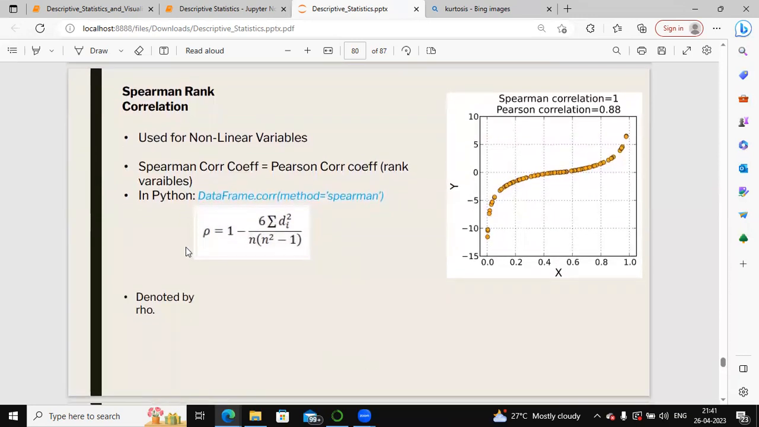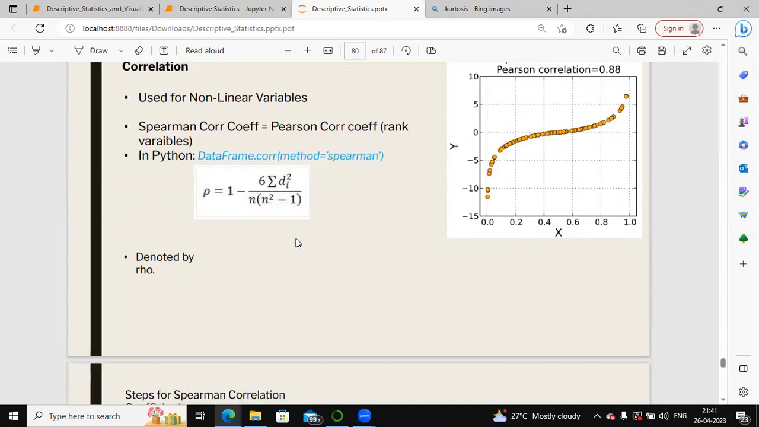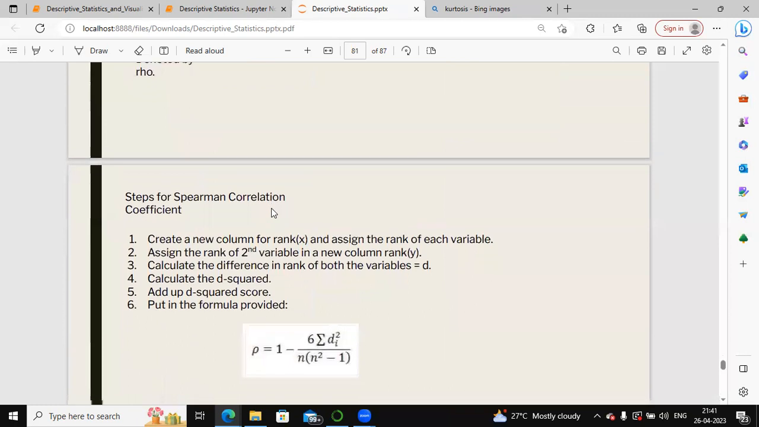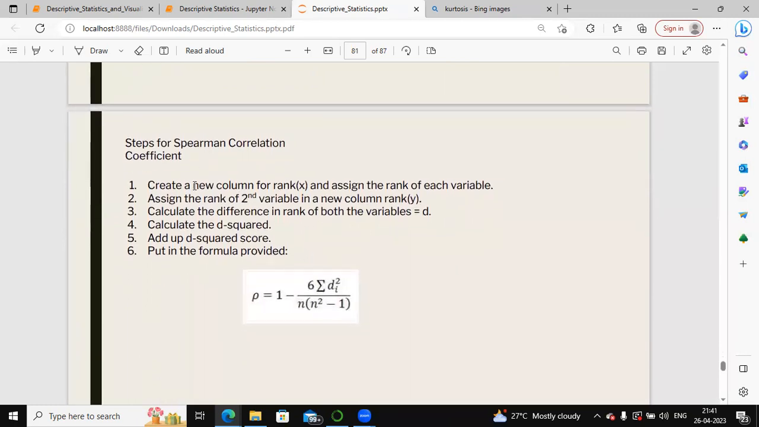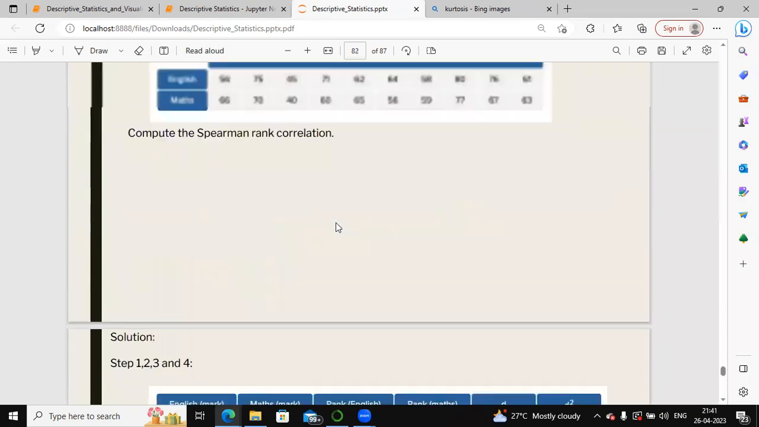So here the coefficient is 1 minus 6 times the summation of difference squared, divided by n, the number of samples, times n squared minus 1. I will show you using an example. Steps for Spearman correlation coefficient: create a new column for the rank of x. Okay, so let's see this problem.